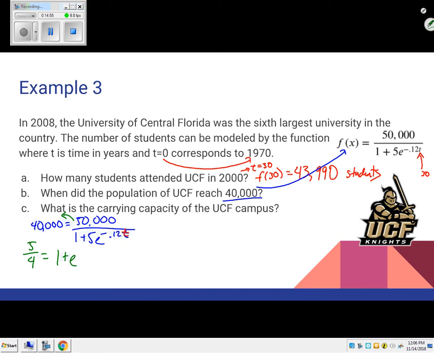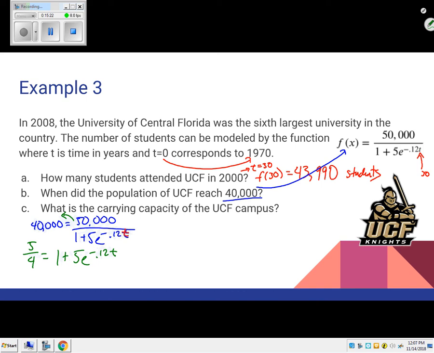Here we go, 5e to the negative 1.2t. If you haven't heard my story on moving the hat, what I did in this step was I actually took the reciprocal of both sides and then multiplied by 50,000. And that will get you to the same spot. If you haven't heard my story on moving the hat, come talk to me and we'll get you keyed in on it.